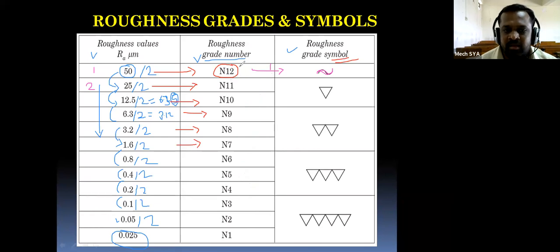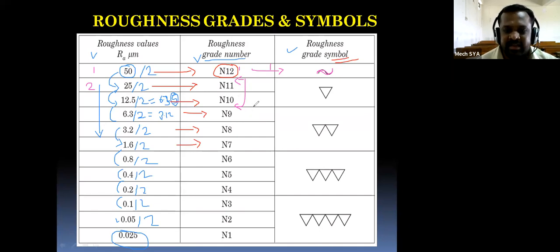Okay, this is first, so that we have taken only single. Here we are taking the two. Two grades we have to combine. What are those two grades? That N11 and N10. Okay, understood?